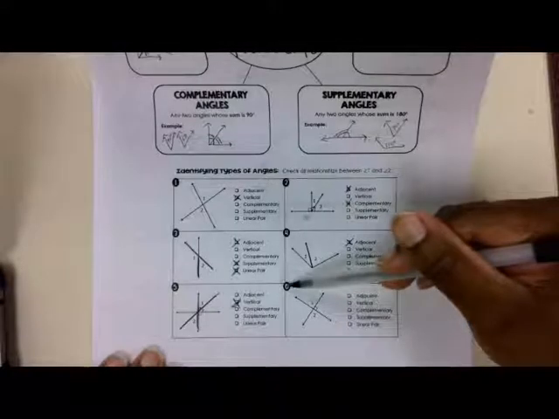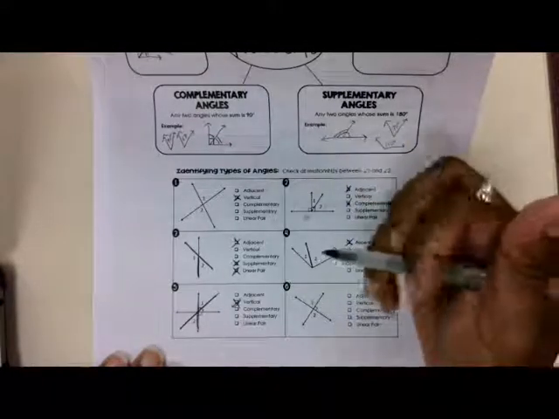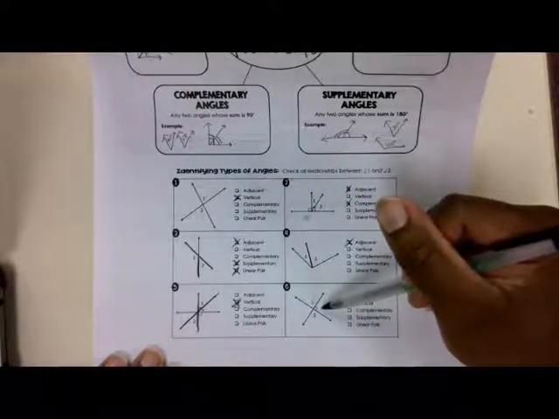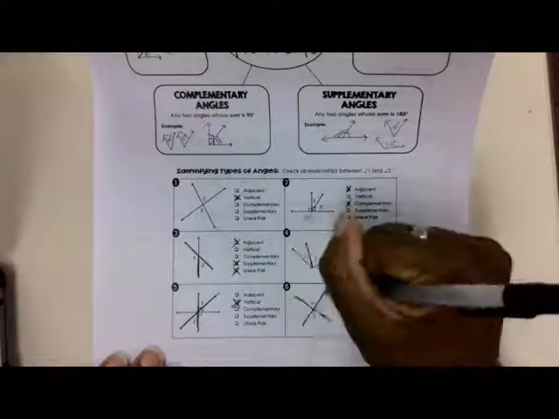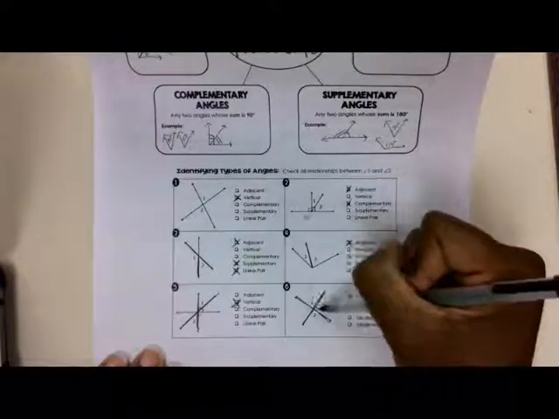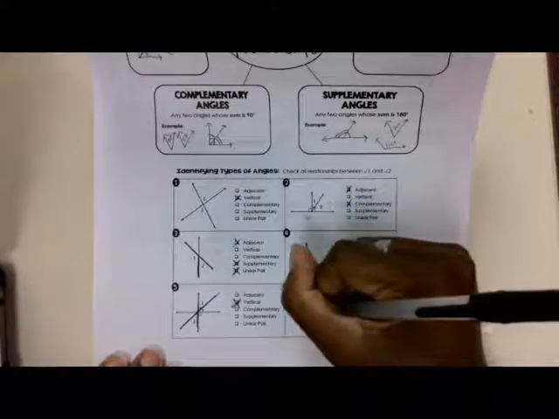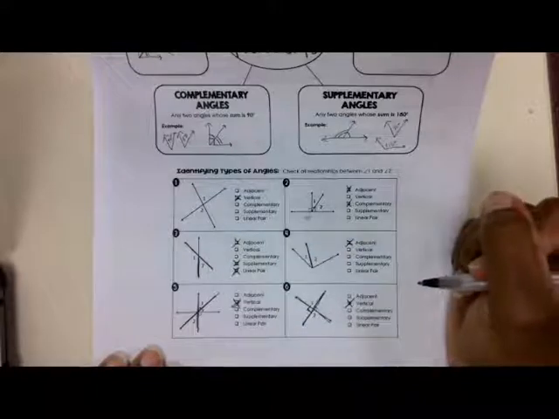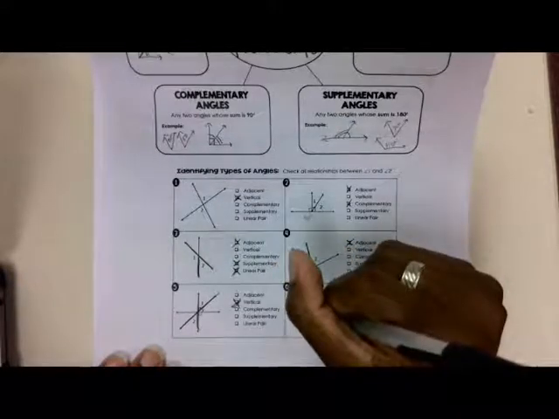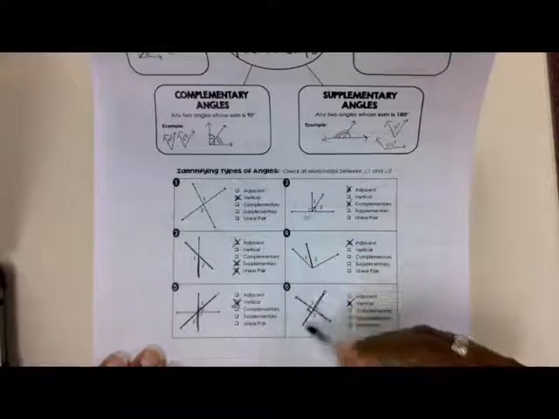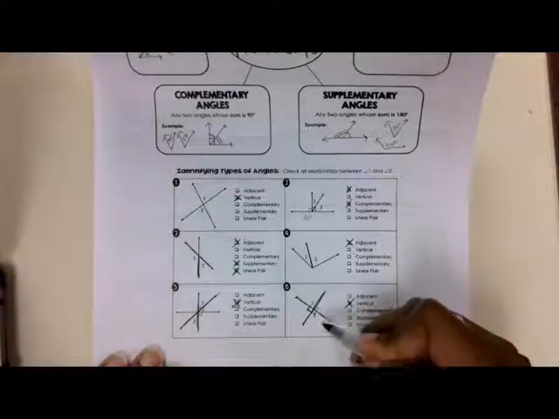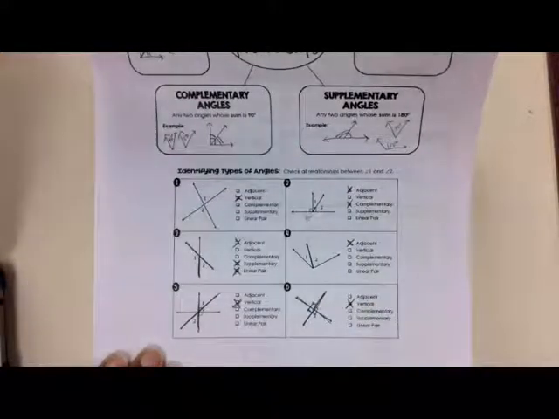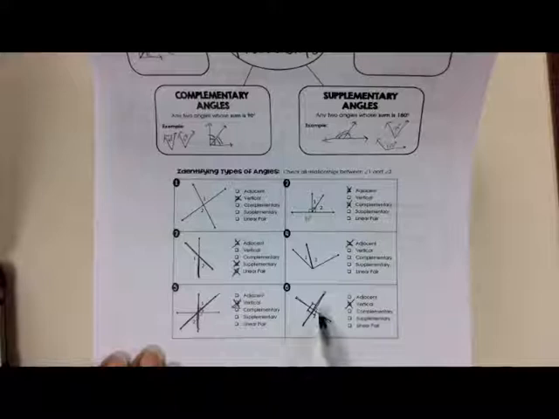Number 6. This one's a little deceiving. Angle 1 and angle 2, they're definitely vertical. They make an X. But not only that, since they make an X, if this is 90, this guy is 90. And if this is 90 and this is 90 and this is a straight line, that means this is 90 and this is also 90. That's a little hard to see, but once you get the hang of it, you know these are vertical and then you know this is a straight line.